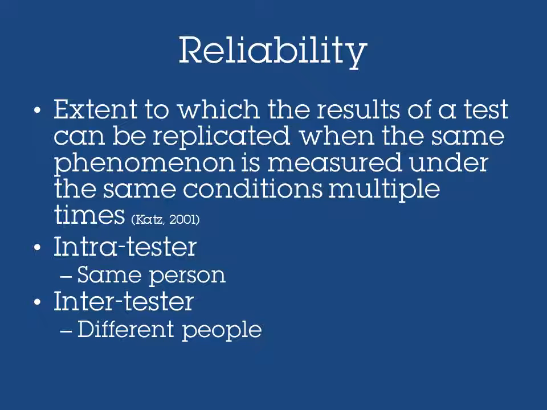Inter-tester, on the other hand, is between clinicians or between different people. So if we look at the same experiment, measuring the reliability of goniometry using a standard goniometer, and we want to test inter-tester reliability, we would have, let's say, 5 clinicians measure the same person once, and then we would compare the measures between each of the clinicians.